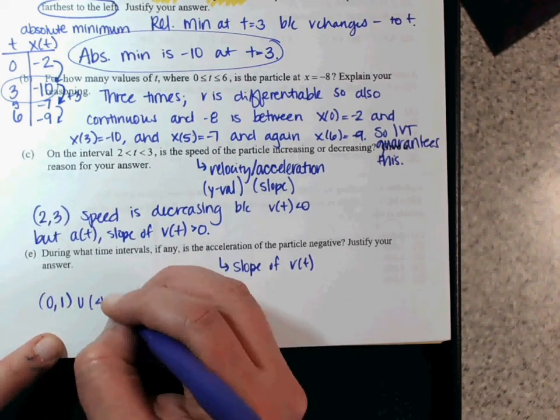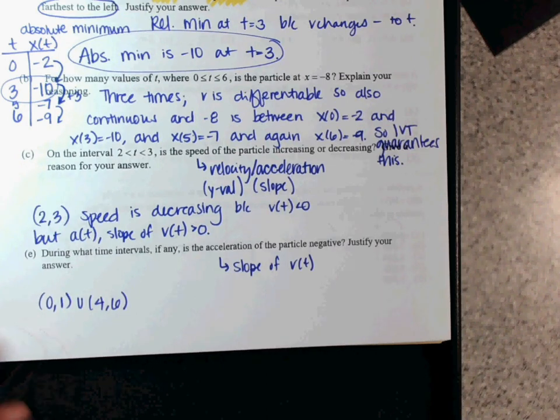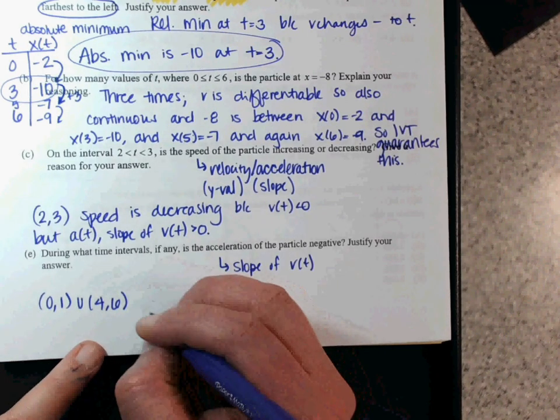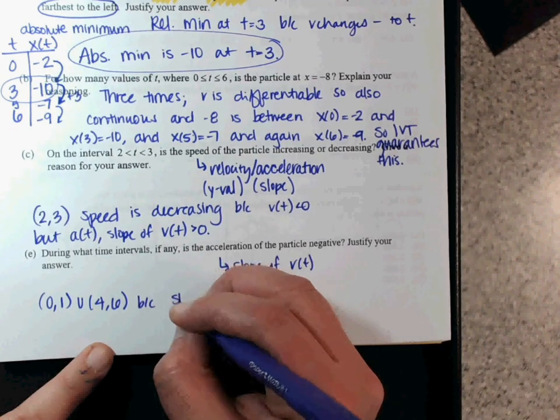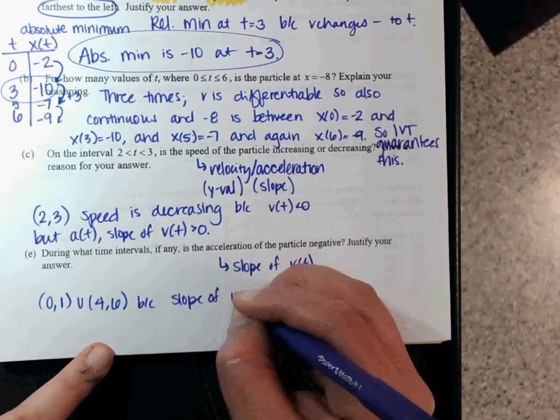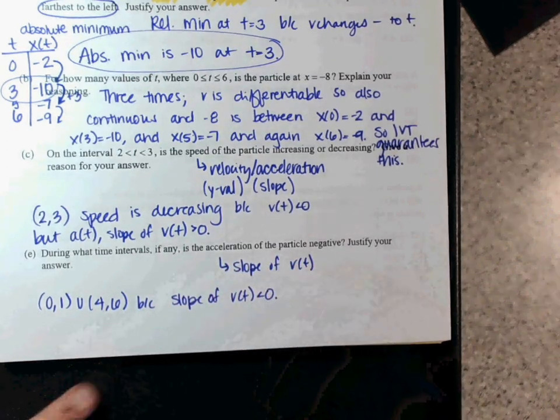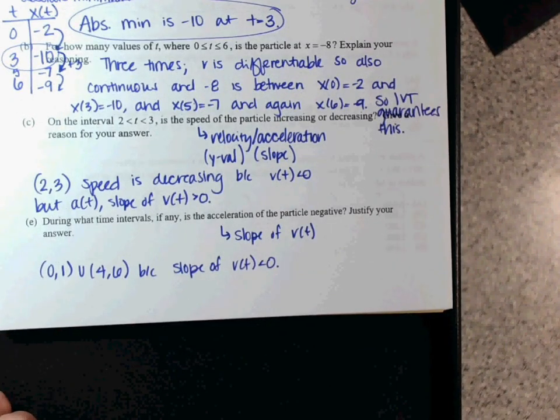And then remember, just like on that other question, if it had had a vertical tangent, you would have had to break up around that spot, because your slope can't be negative if it's undefined. So because slope of v of t is less than 0. So it's just vertical tangents, not horizontal. Horizontal tangents don't matter. Okay?